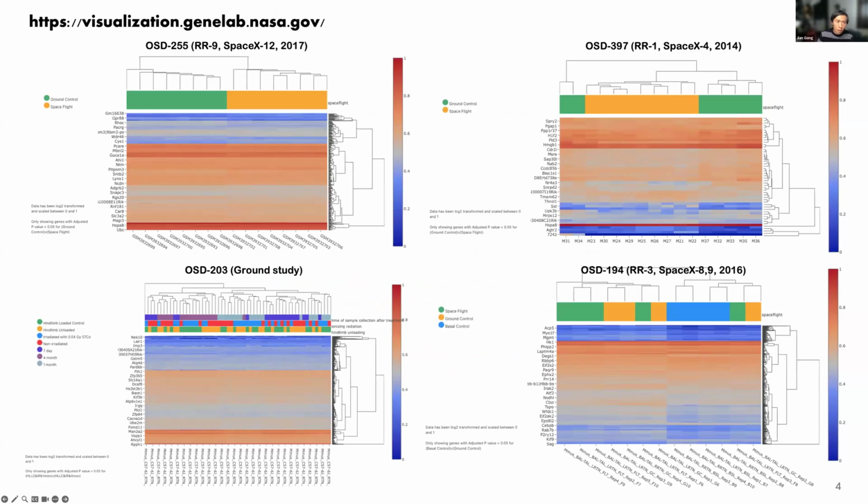So this is gene expression. It's a rather complex graph of 4 different data sets visualized from the GeneLab visualization app on the portal.